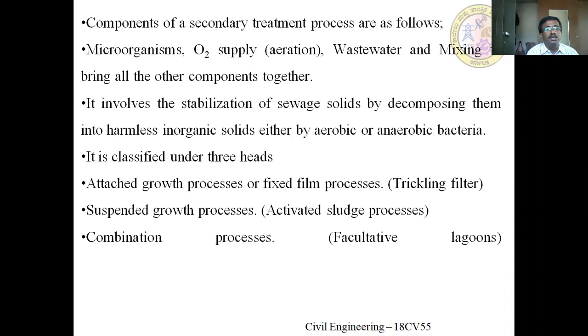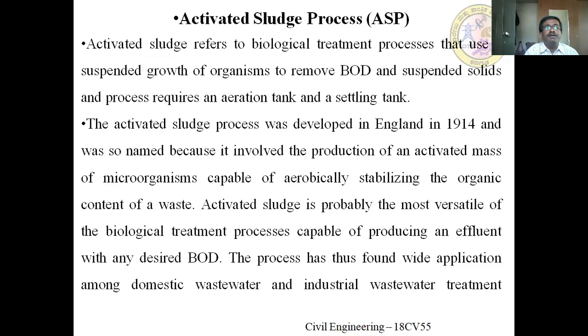Combination process means we utilize both anaerobic as well as aerobic bacteria for degradation of the organic matter present in the system. So, activated sludge process. The activated sludge process refers to a biological treatment process that uses a suspended growth of organisms to remove BOD and suspended solids, and the process requires an aeration tank and a settling tank. Here, the aeration tank and the settling tank are the two important components of the activated sludge process.